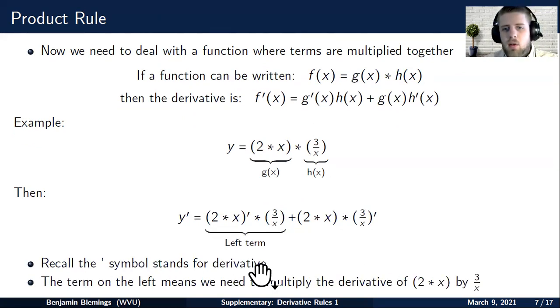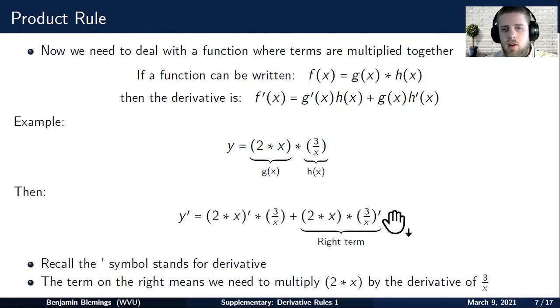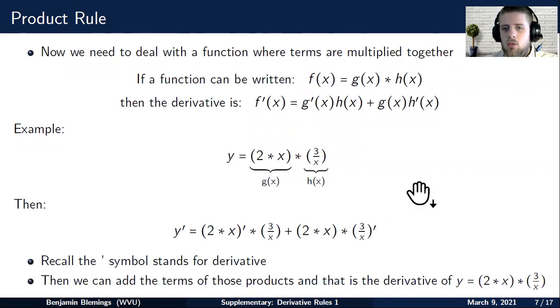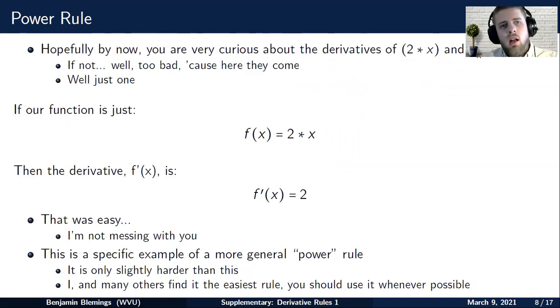The term on the left means we need to multiply the derivative of 2 times x by just 3 over x. And the term on the right means we need to multiply 2 times x times the derivative of 3 over x. And that will give us the derivative of y equals 2 times x times 3 over x. All right, so now we have our product rule. And we're going to get into how to actually take the derivative of 2 times x and 3 over x. Hopefully you're curious about that by now. Well, if not, too bad, because here they come.